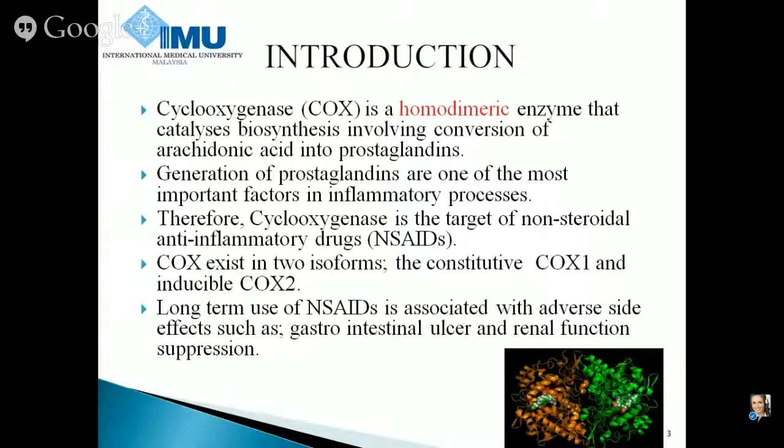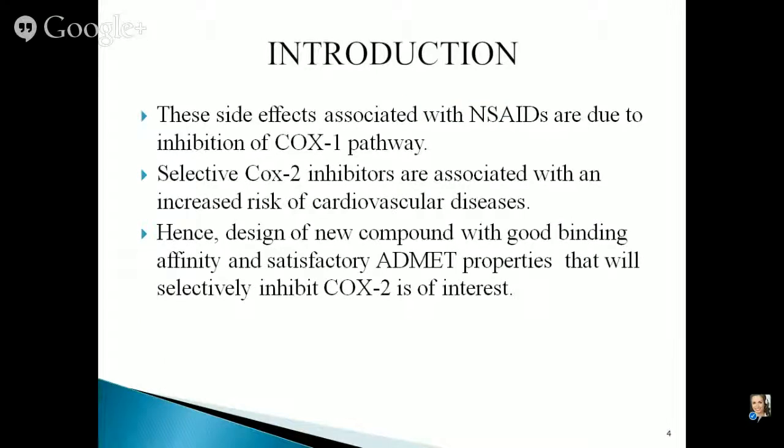The introduction. Cyclooxygenase is a homodimer enzyme that catalyzes the biosynthesis involving conversion of arachidonic acid into prostaglandins. Generation of prostaglandins is one of the most important factors in inflammatory processes. Therefore, cyclooxygenase is a target of non-steroidal anti-inflammatory drugs. Cyclooxygenase exists in two isoforms, the constitutive cyclooxygenase 1 and the inducible cyclooxygenase 2. Long-time use of these non-steroidal anti-inflammatory drugs is associated with adverse side effects such as gastrointestinal ulcer and renal function suppression.